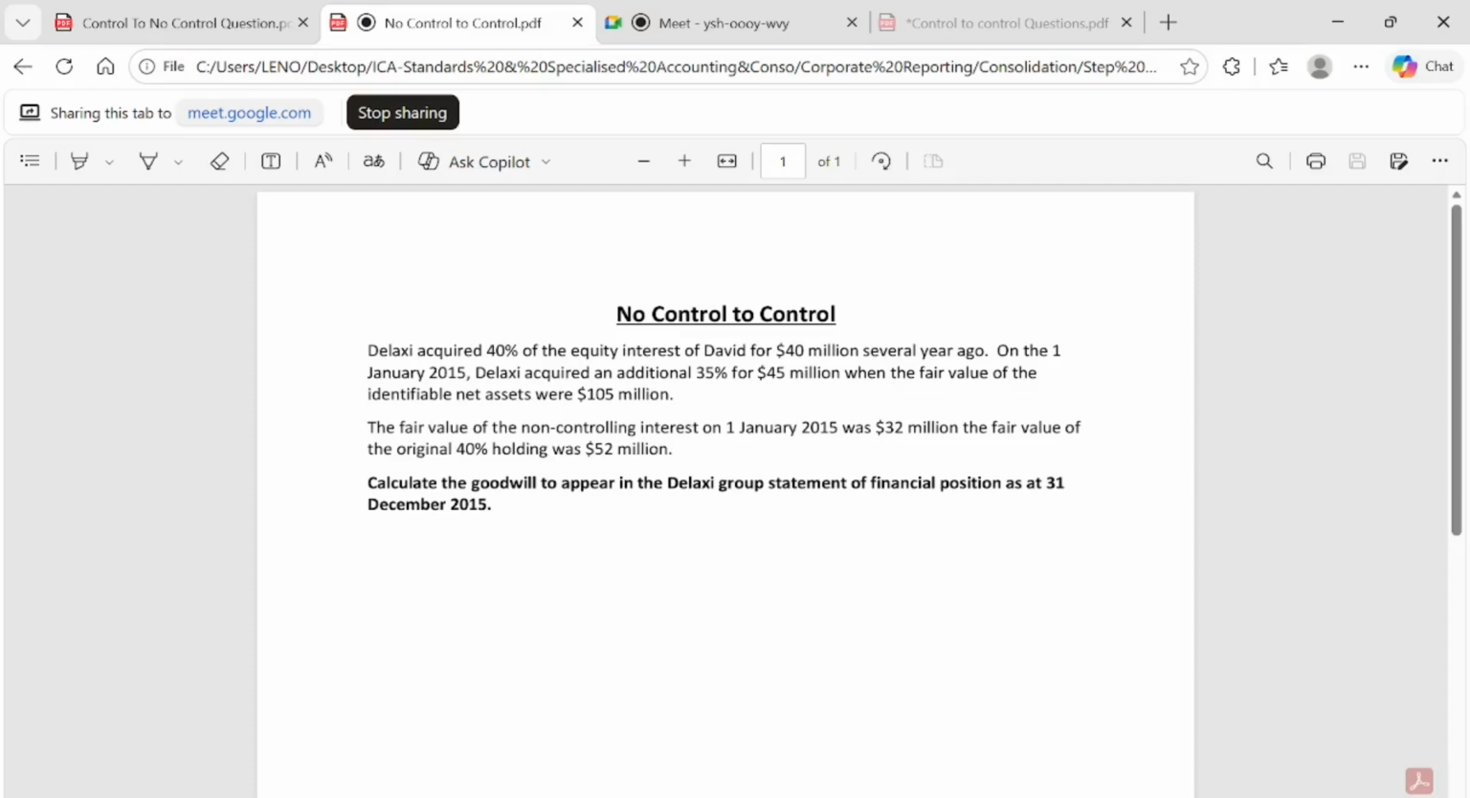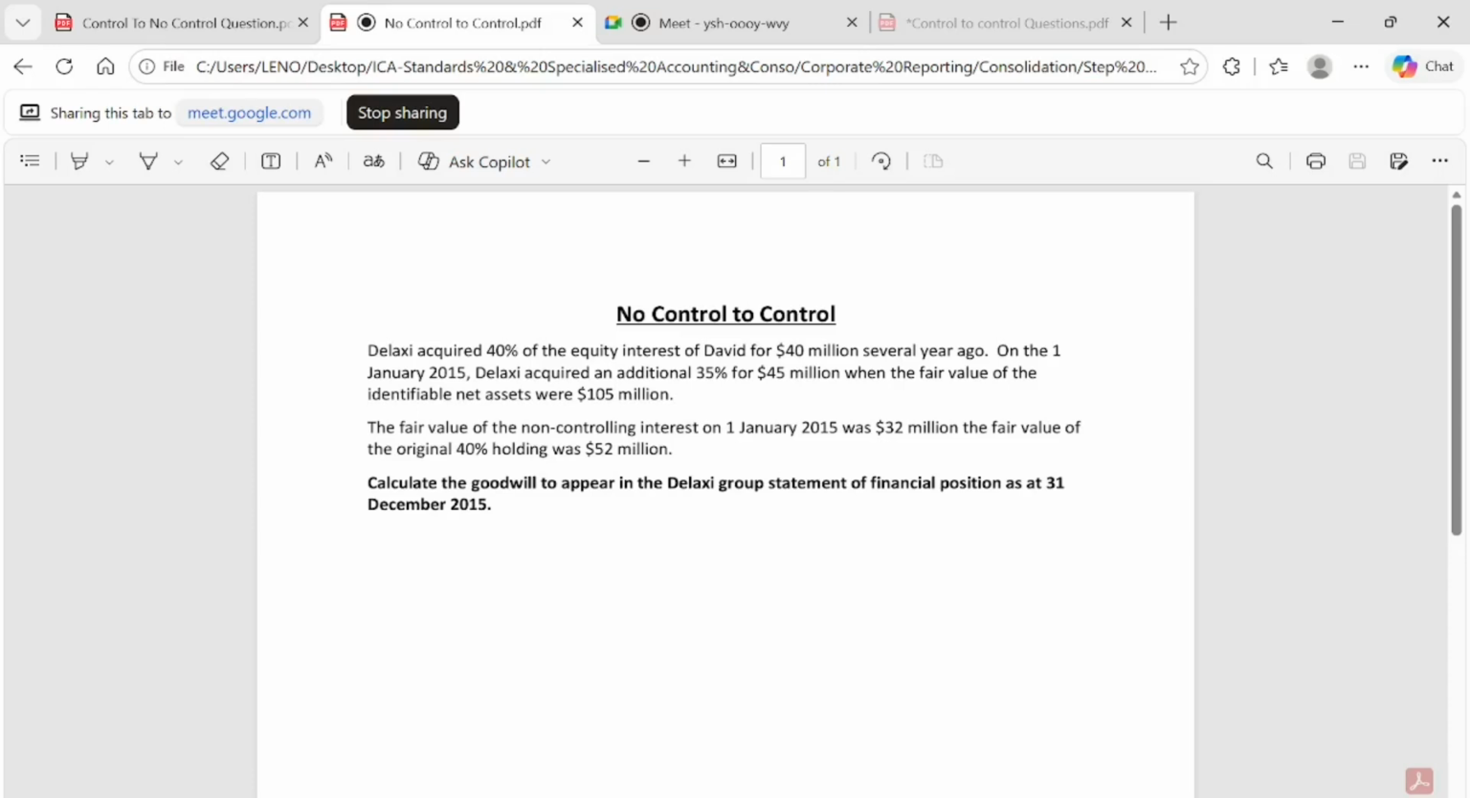They said that the fair value of non-controlling interest on 1st January was 35 million. So NCI fair value is 35 million. And the fair value of the original holding was 52 million. So the original 40 million has now increased to 52 million. You understand the analogy here? So that's all that we are talking about.